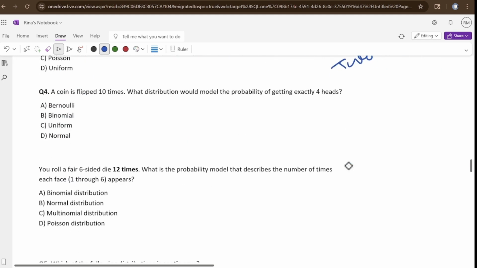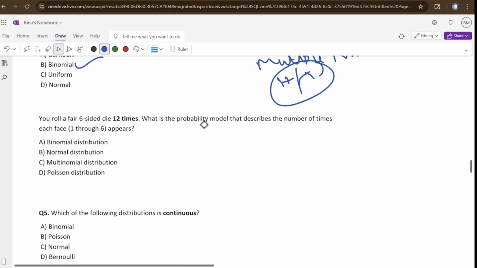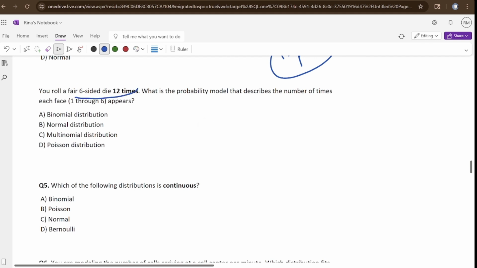Fine. A coin is flipped 10 times. Okay, so multiple trial. Fine. Which distribution would model the probability of getting exactly 4 heads? And in each trial you will get either head or tail. So the concept is same, that is binomial. Now you roll a fair 6-sided die 12 times. That's what we have just discussed. What is the probability model that describes the number of times each face appears? Multiple trials and multiple outcomes. So it will go for multinomial distribution.